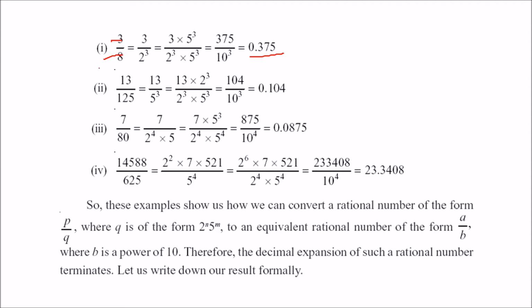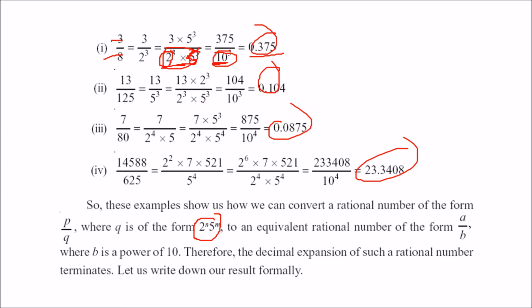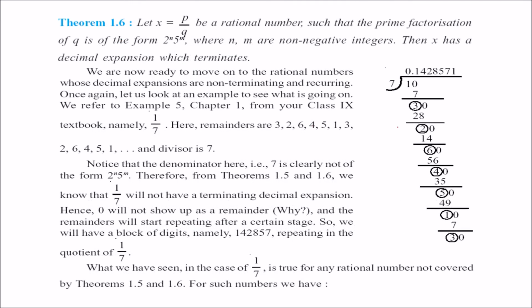Let us go backwards. 0.375, let us make it p by q form. 3 by 8 can be written as 3 by 2 cube, and because we have to make this 10, we multiply it by 5 cube, and the numerator also by 5 cube. So this is 10 cube. And we have found that it is of the form 10 to the power 3. So this is 2 to the power n and 5 to the power m, and this number is going to be a terminating decimal expansion.